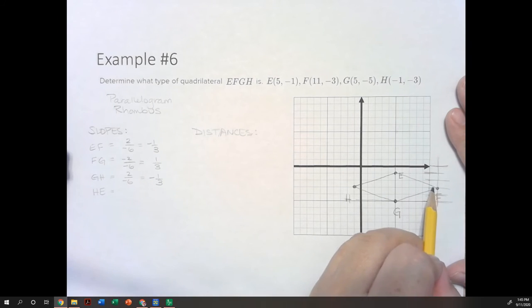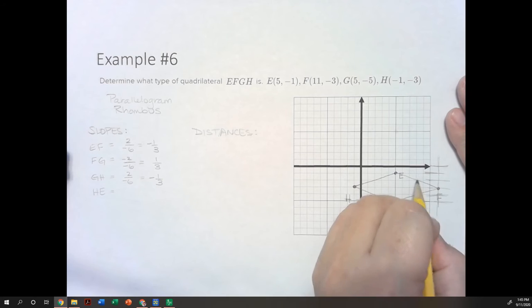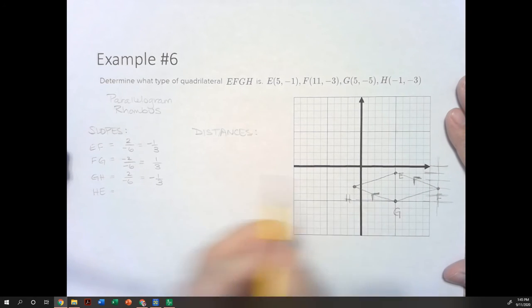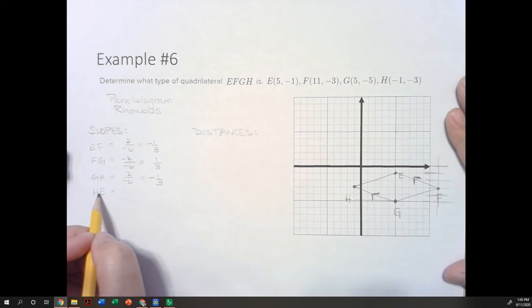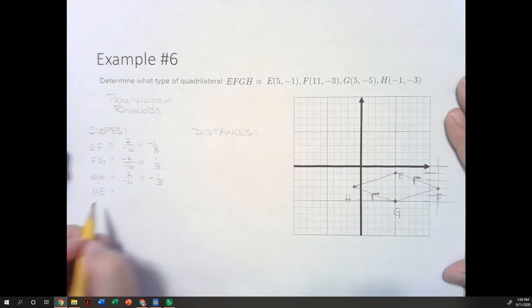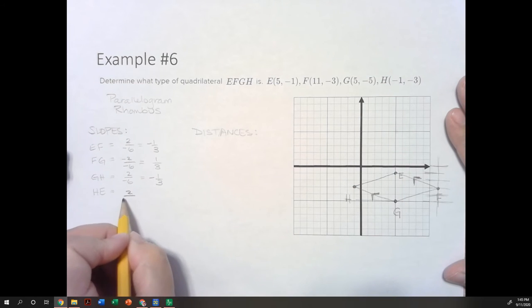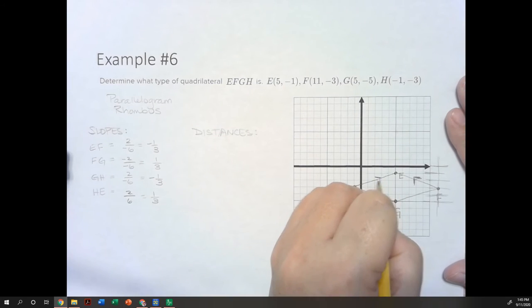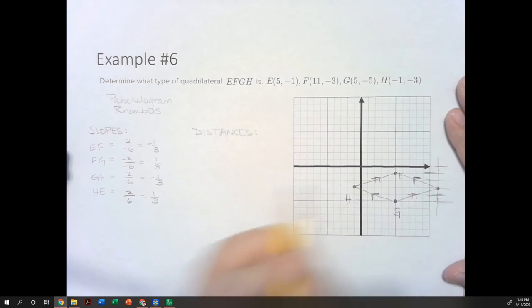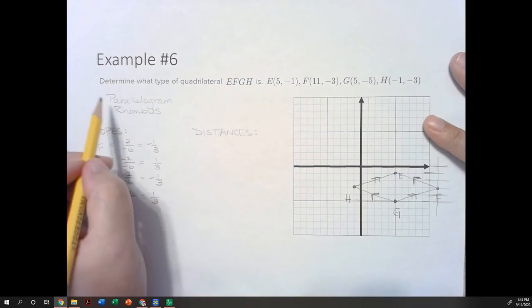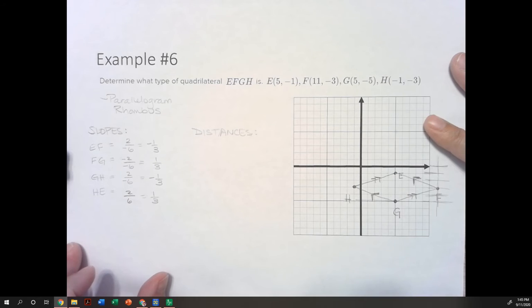All right, so I now have E to F and G to H as being parallel, because I got the same slopes. All right, and then H to E, I go up 2, 1, 2, 3, 4, 5, 6. So I went up 2 and I went over 6, so I get 1/3. Okay, which means I get the same slope here and here. All right, so I have opposite sides are parallel. Okay, which means I definitely have, on a basic level, a parallelogram.